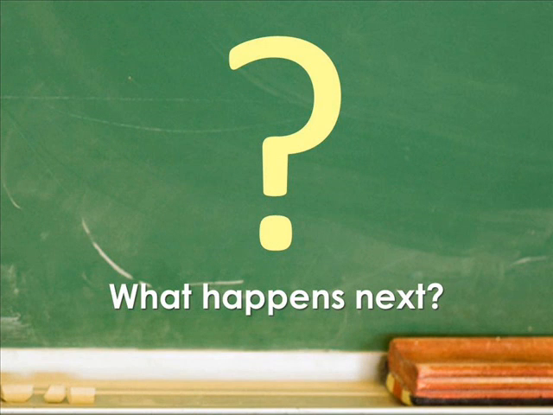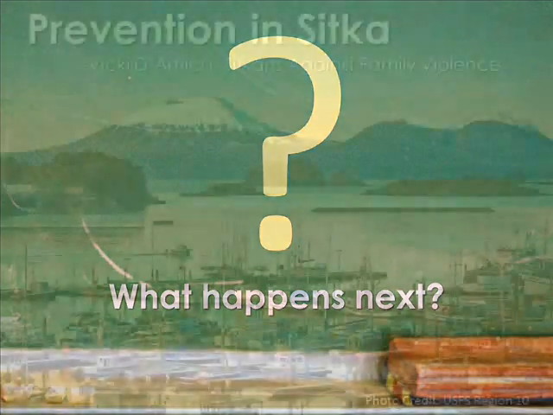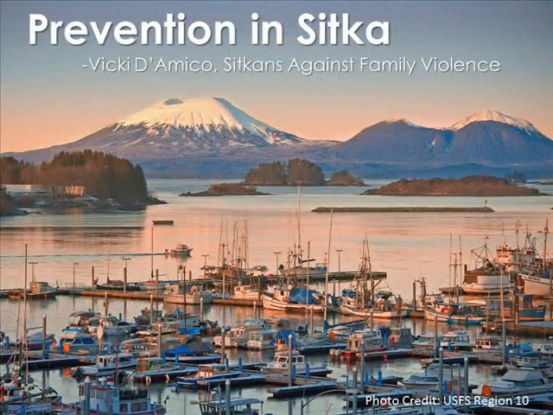What happens next in the history of the primary prevention of domestic, sexual, and teen dating violence is up to us. Whether we build strong prevention coalitions, build organizational prevention capacity, establish strong community plans, design great prevention programs, change community norms, or influence policy, our work will change history and will make Alaska a healthier and safer place to live. To conclude this module, let's hear a personal account on the prevention movement from Vicki D'Amico, Executive Director of Sitkans Against Family Violence.